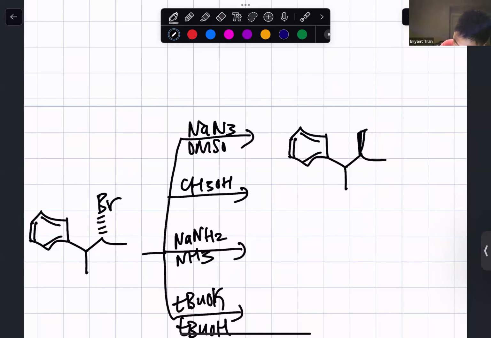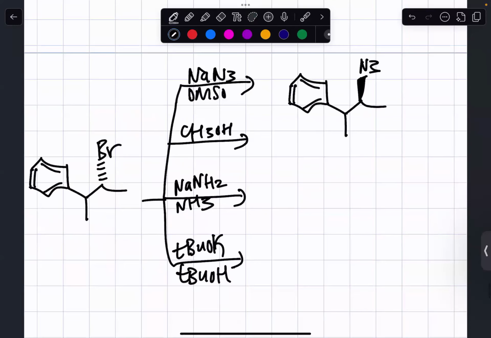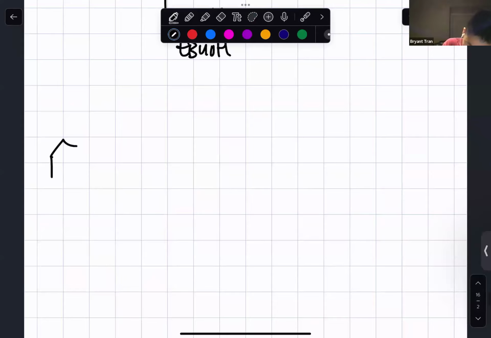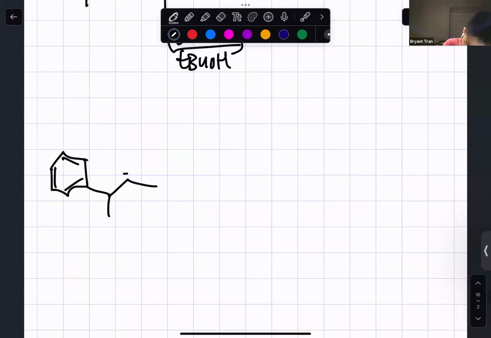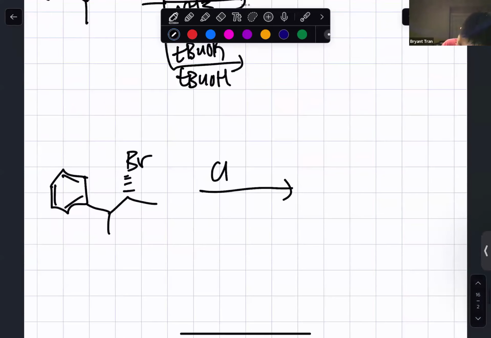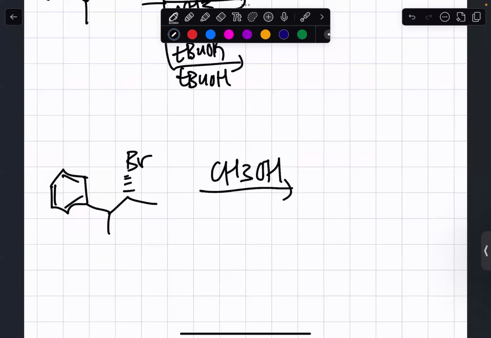Okay, second one. What do you guys think is going to happen in the second reaction here? SN1. SN1 or E1, right? And the mechanism here, I'm going to draw out because there's going to be something kind of tricky that a lot of students forget about. What's the very first step of SN1, E1? The leaving group leaves. Yep, the leaving group leaves, forming a carbocation.